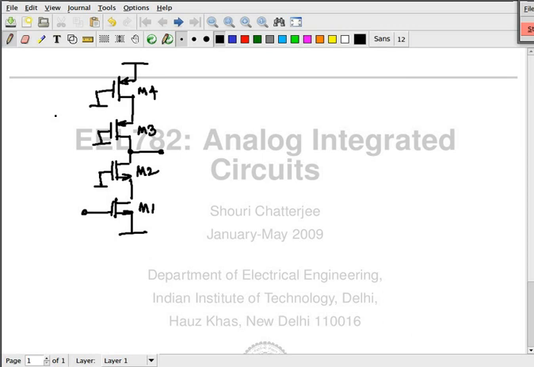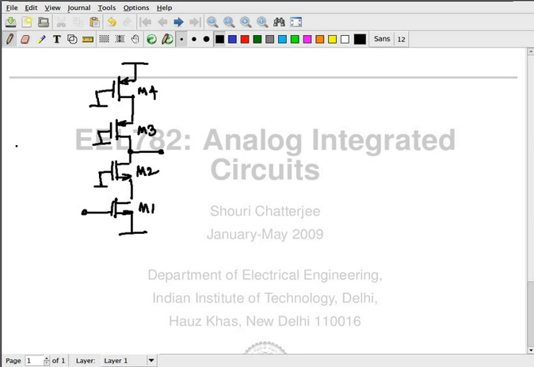Okay, so this is what we had, M1, M2, M3 and M4. This is the general cascode circuit, and we are trying to find out where are the poles, where are the zeros. We already know what is the DC gain, right? We already have done the DC analysis.